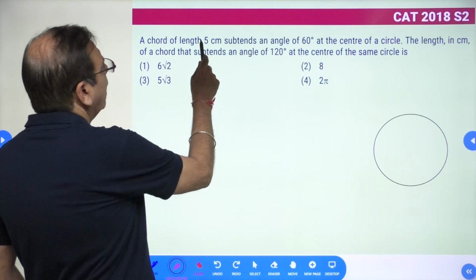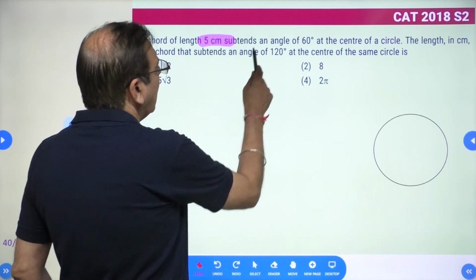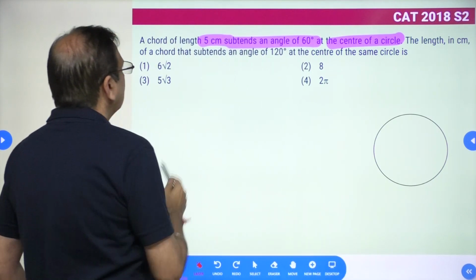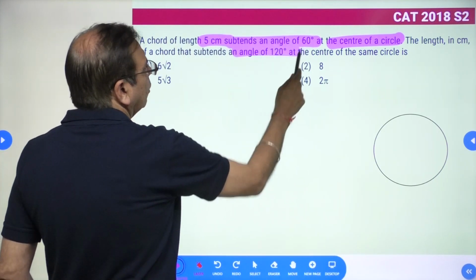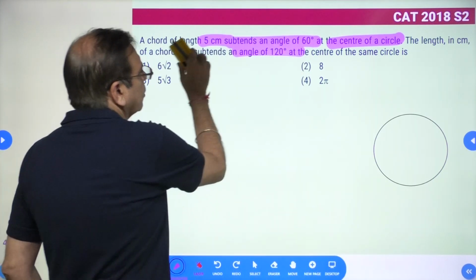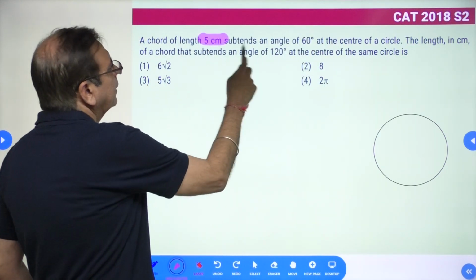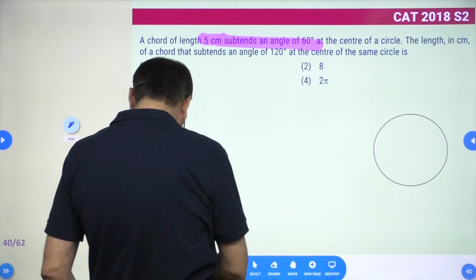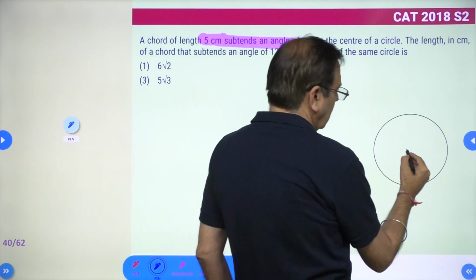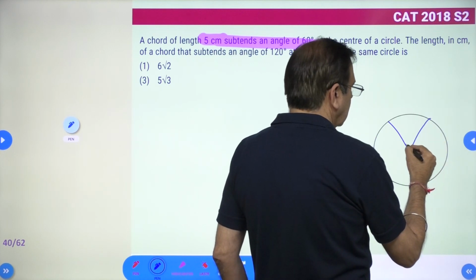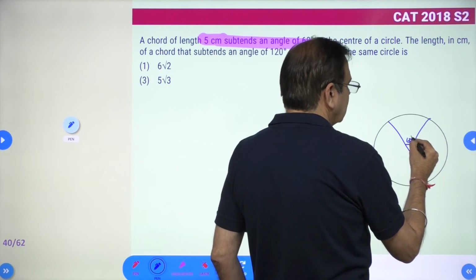A chord of length 5 cm subtends an angle of 60 degrees at the center of the circle. What is the length of the chord that subtends an angle of 120 degrees at the center of the same circle? Figure बनाते हैं एक-एक करके. So chord of length 5 cm subtends an angle of 60 degrees. Okay. So if this is the center of the circle, it is subtending an angle of 60 degrees.